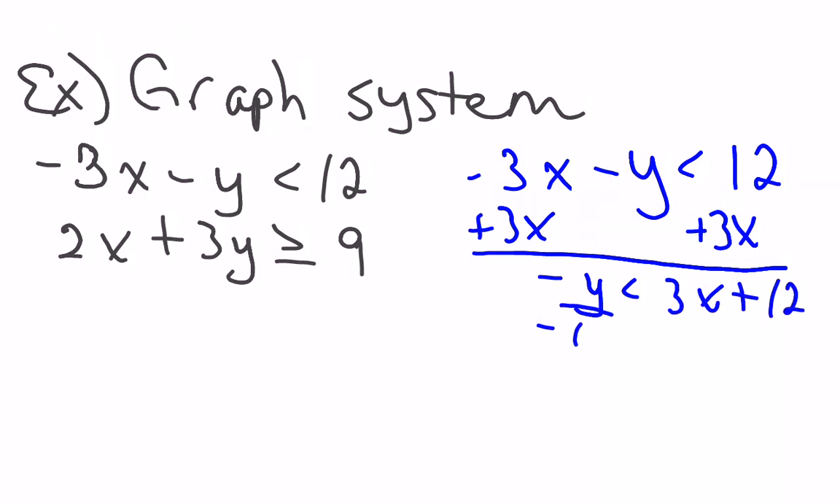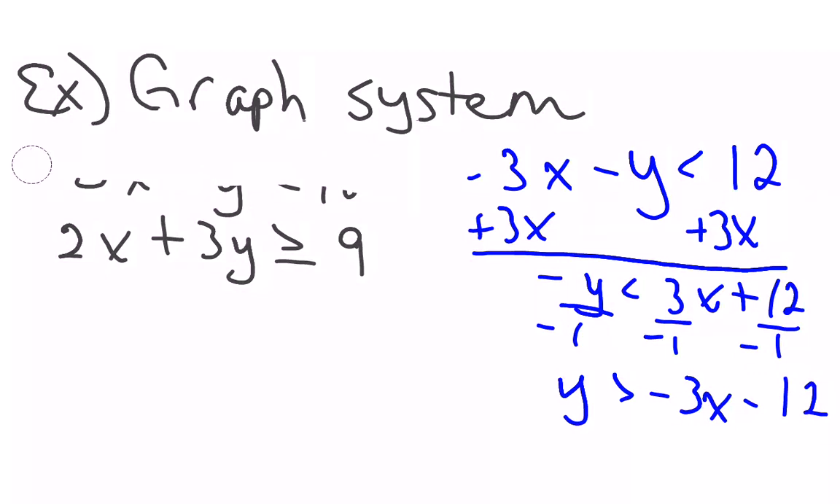We're going to divide by a negative 1 to everything, and that should alert us that our sign needs to flip directions. 3 divided by negative 1 is a negative 3x, and 12 divided by negative 1 is a negative 12. And then now we need to do that to the other one.